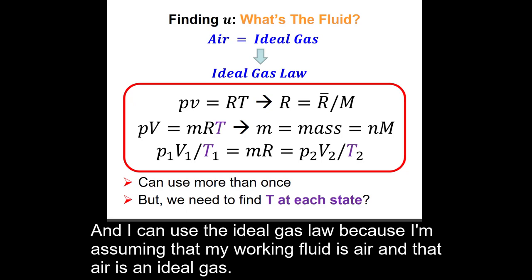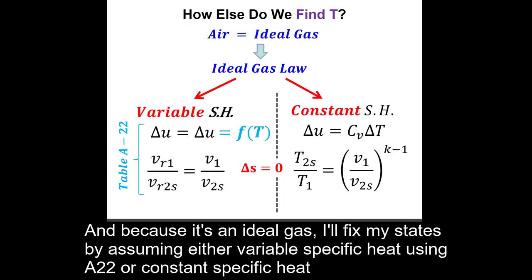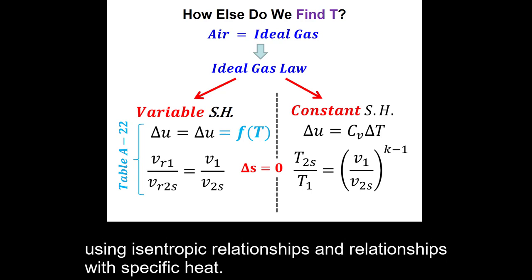And I can use the ideal gas law because I'm assuming that my working fluid is air, and that air is an ideal gas. And because it's an ideal gas, I'll fix my states by assuming either variable specific heat using A22 or constant specific heat using isentropic relationships and relationships with specific heat.